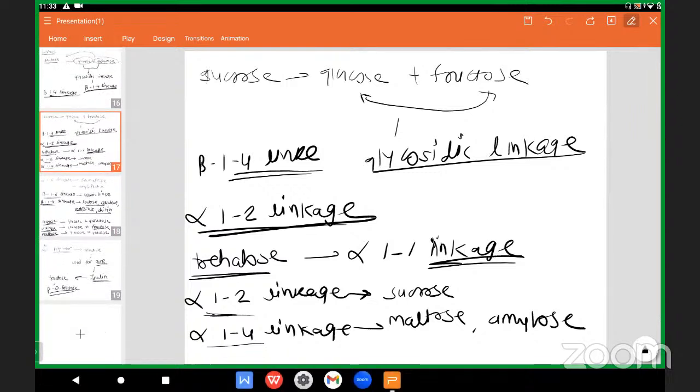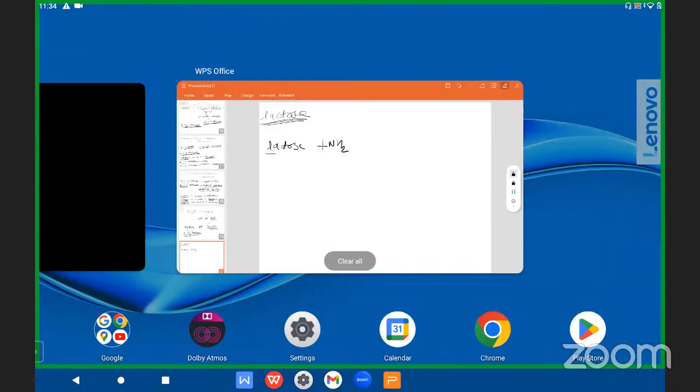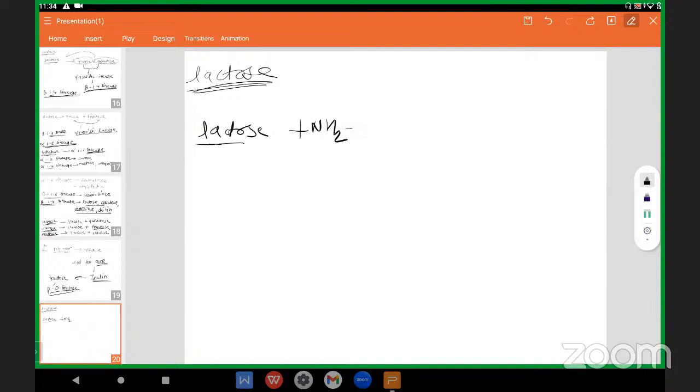Now let's move to the first one, our previous discussion that was going on regarding lactose. A famous example, you will know it. When we use lactose with an amine-containing drug, what happens? Any idea regarding this? Whenever you use lactose, what happens? Maillard reaction. Exactly, that is the Maillard reaction.